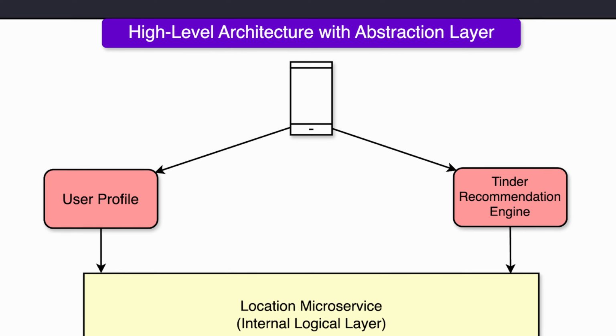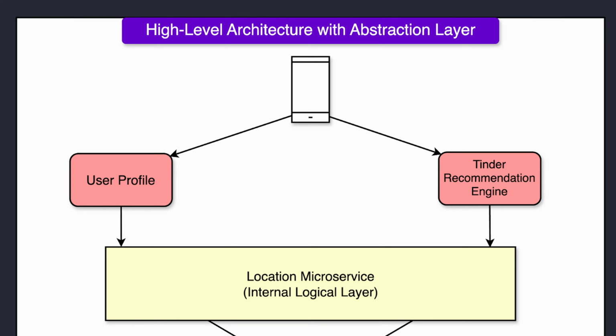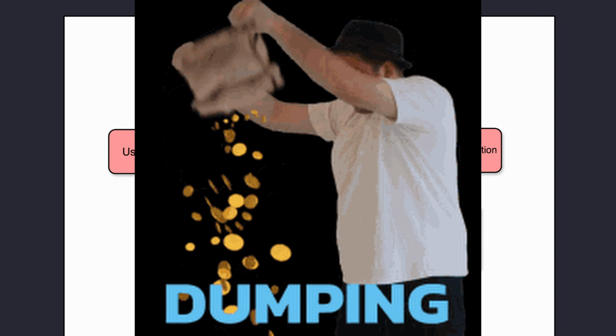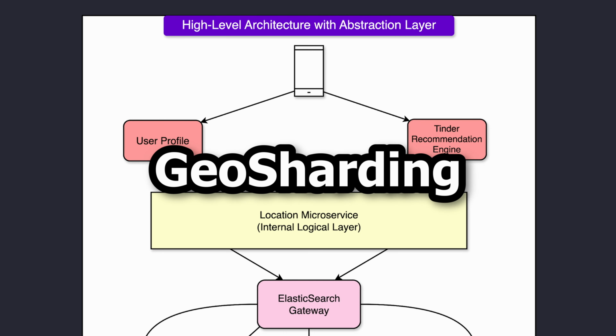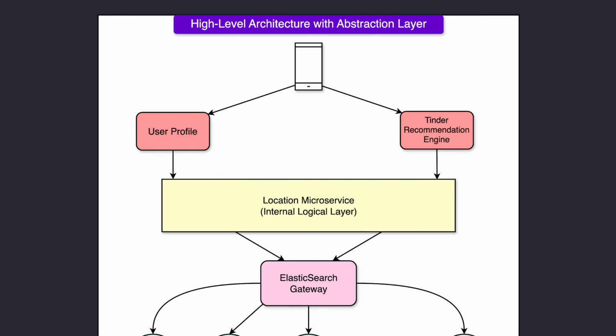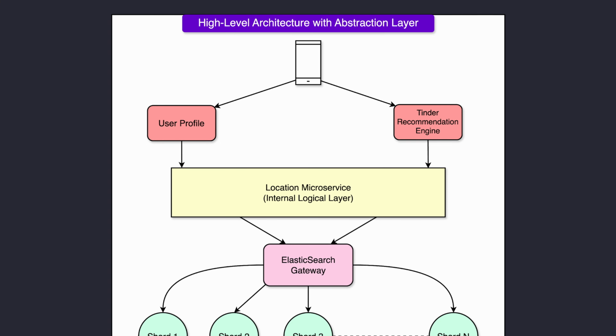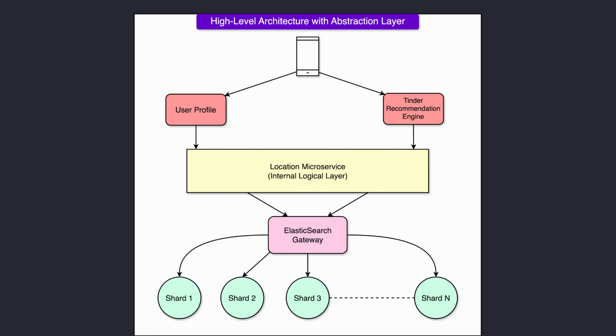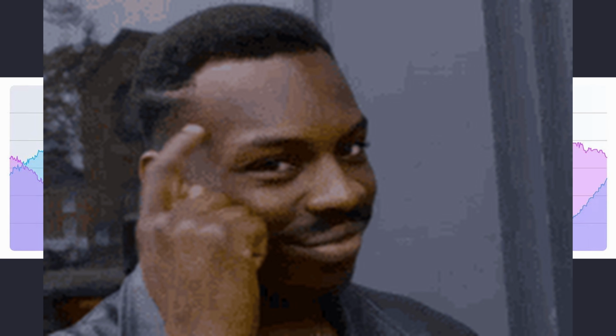At the heart of Tinder's system is this architecture, designed to handle data for millions of users. Instead of dumping all of the users' data into one massive database, Tinder uses geosharding, a method of splitting users into geographical regions or shards. Each shard focuses only on nearby users, making searches lightning fast and precise. But here's where it gets even smarter.